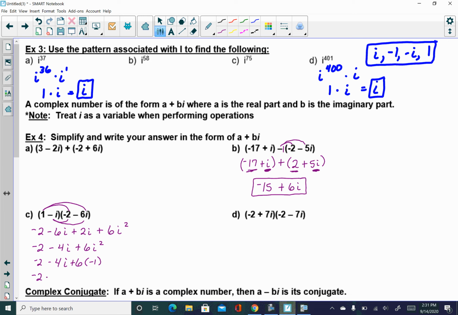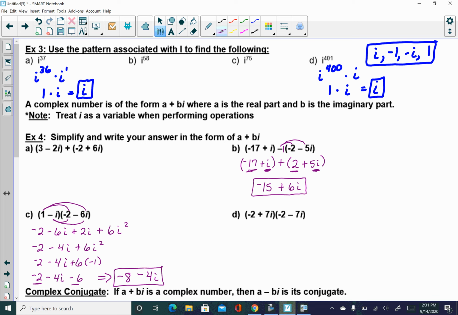So now I have -2 minus 4i, positive 6 times -1, -6. Like I've been saying, let your operations determine your sign. Don't do double signs. Now from here, combine like terms. -2 minus 6 lands me at -8 minus 4i. So -8 minus 4i, final answer. If you feel good about that one, go ahead and pause the video and try letter D on your own. I'm going to go ahead and talk you through it though as well.